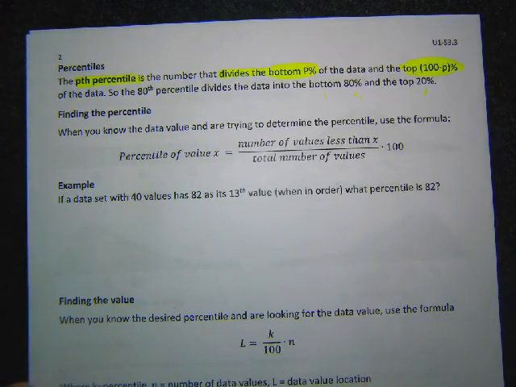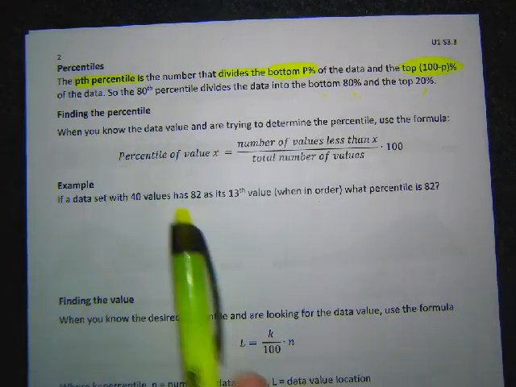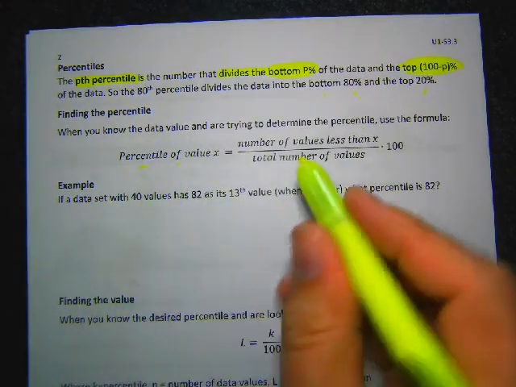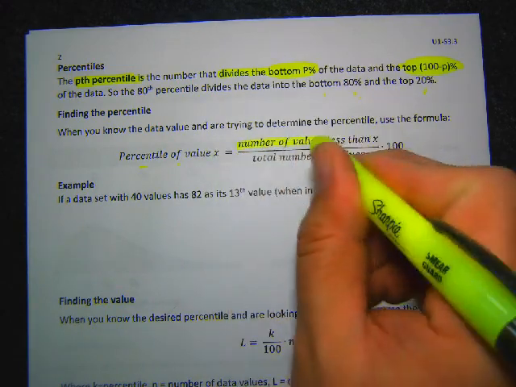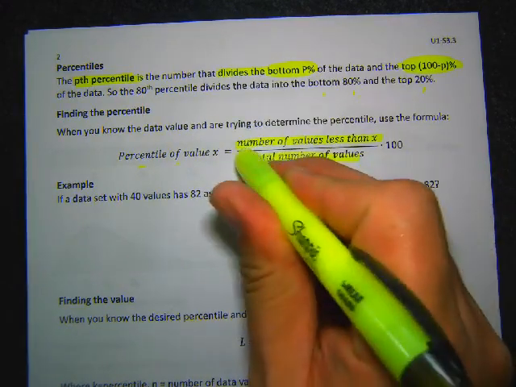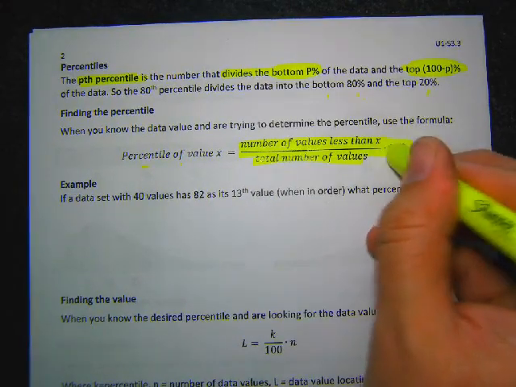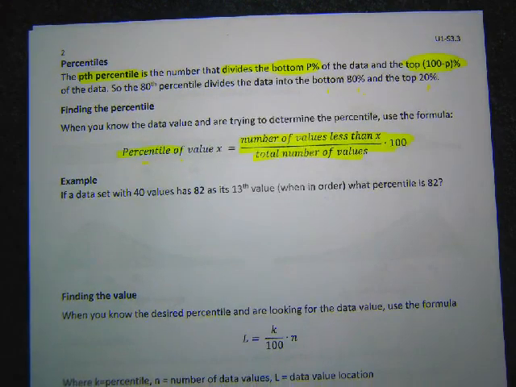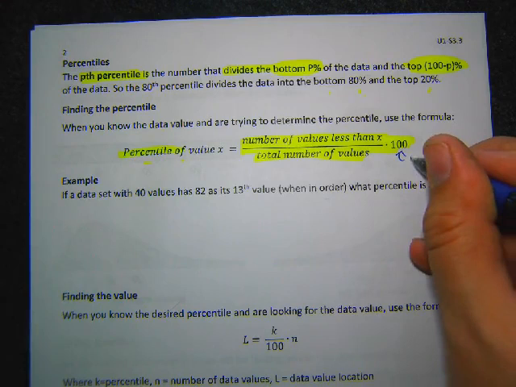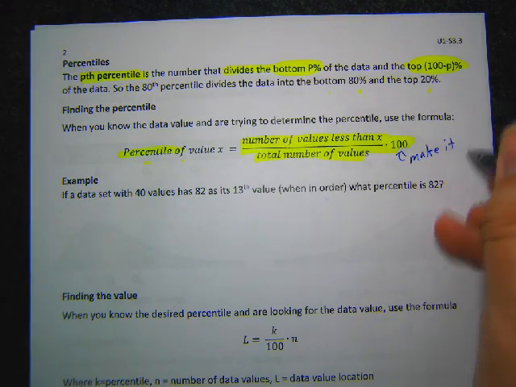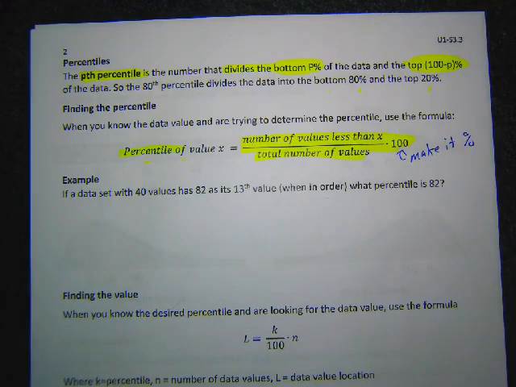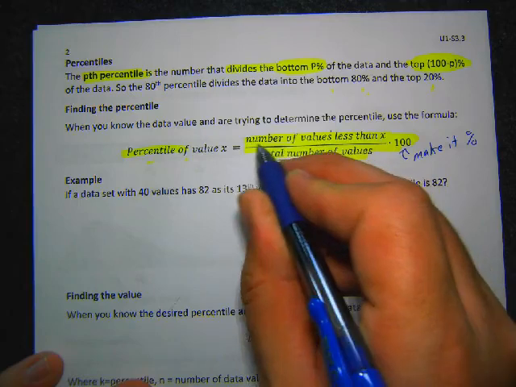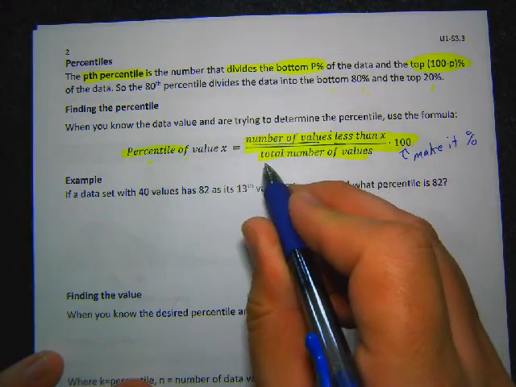If you know the data value and you're trying to find the percentile, you can find it by taking the number of values less than your value, divided by the total number of values, and multiplying by 100 because this is going to give you a percent. That's how you find the percentile of your value. This multiplying by 100 is just to make a percent. If you just divide, you get a decimal, but if you multiply by 100, you get a percent. So it's the number of values less than your value, divided by the total number.